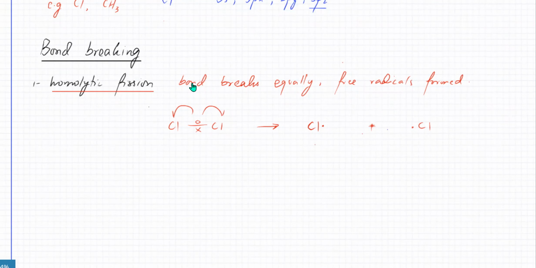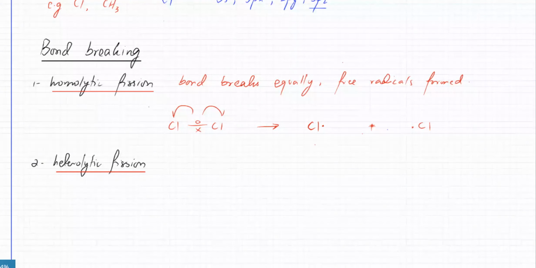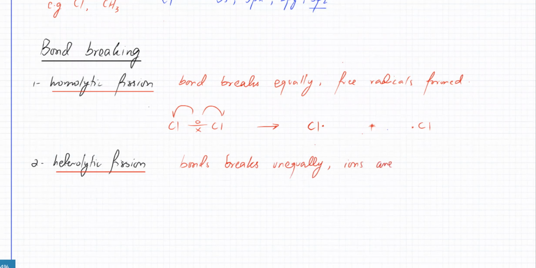That's it. The other one would make it clearer, because the second one is heterolytic fission. What happens in heterolytic fission is that the bond doesn't break equally. One of the atoms gains both electrons. So the definition is: bond breaks unequally. Why does it happen? We're going to figure that out later on. Usually ions are formed, because one of the atoms ends up gaining both electrons.